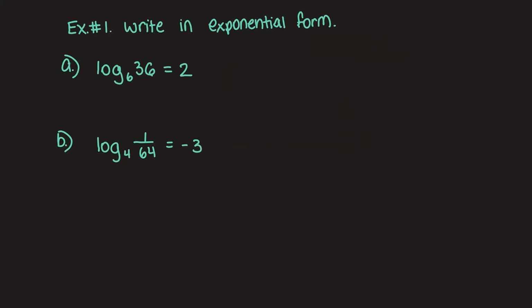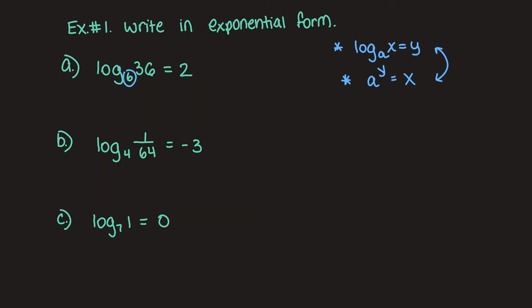Let's try a few examples of how we convert between the two forms. We can write the definition of a log on the side so we can see how to convert between the two forms. Start with writing down the base, and the exponent will be the value of the logarithm, so 2, and then this will equal the log input of 36. And now the logarithm is converted to exponential form.